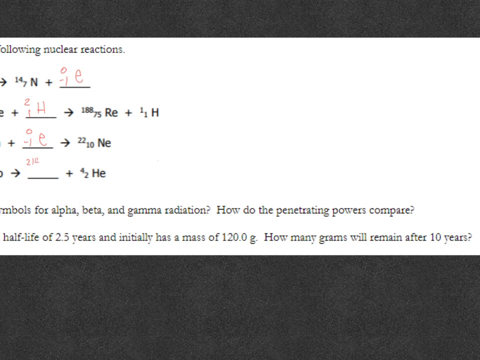And then the last one, the missing number here is 214 over 82. I look on my periodic table. The element that has an atomic number of 82 is lead.